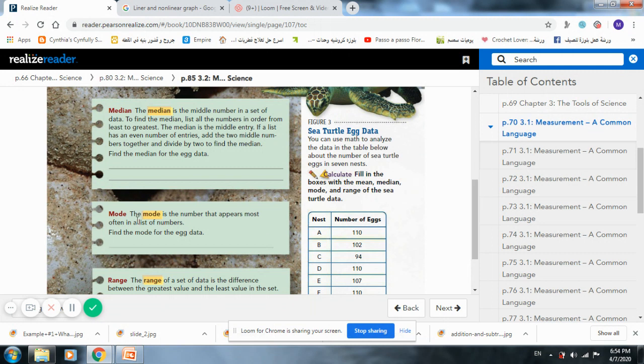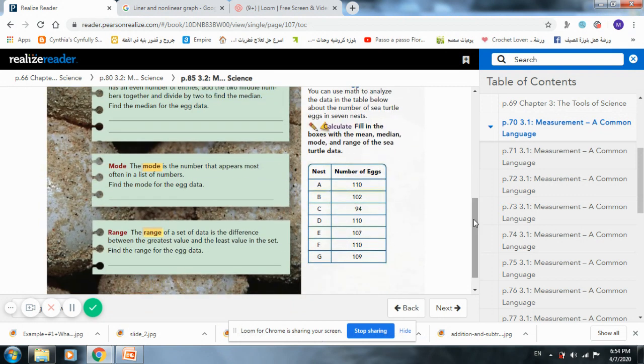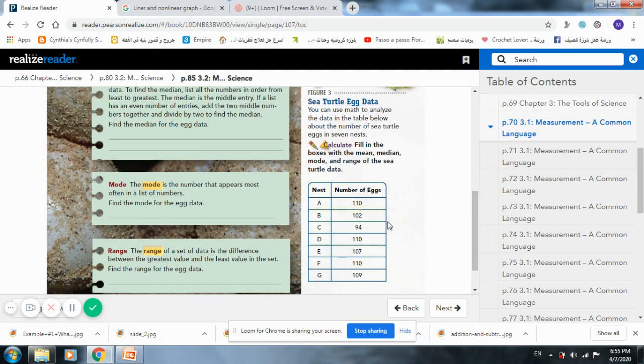Okay, mode. The mode is the number that appears most often in a list of numbers. Now, what number appears most often here? Is it 110, 110, 110? So how many times? One, two, three times, compared with the others, which each appear only once. So 110 appears three times, so the mode is 110.